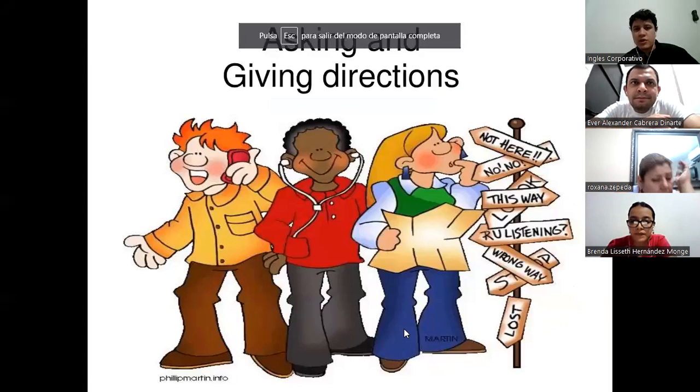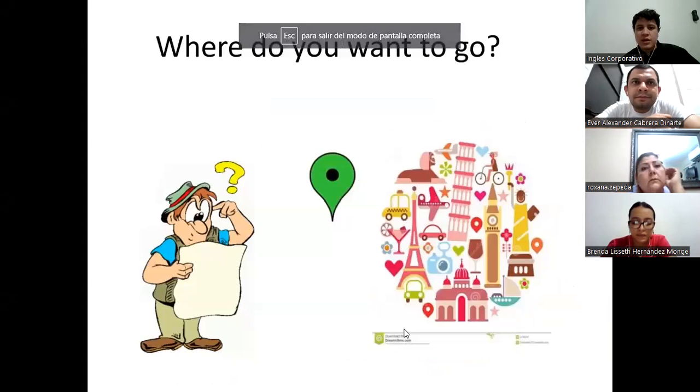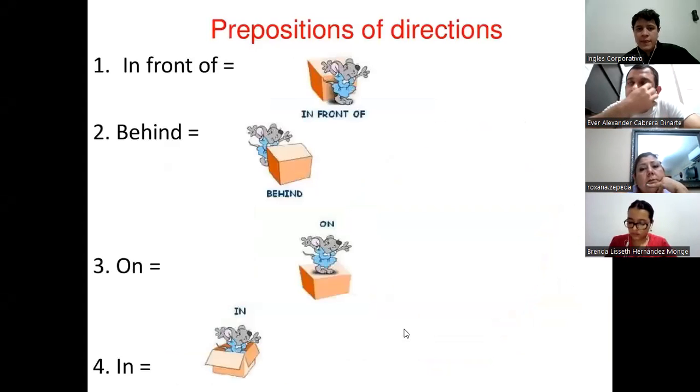Okay, guys, now we are going to learn about asking and giving directions. So where do you want to go? Guys, do you remember that yesterday we were discussing prepositions, right? The prepositions, for example, in front of, you remember? Behind, on, in. For example, we'd say McDonald's is in front of El Salvador del Mundo, right? For example, like this one. And we have behind, on, in. You can look at the picture to see what it means.